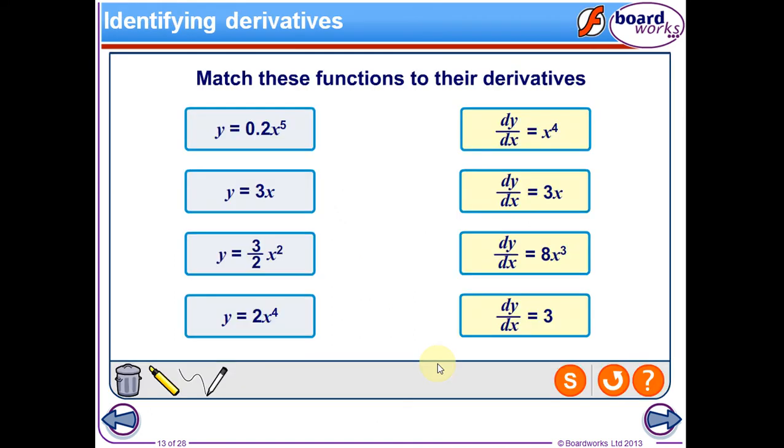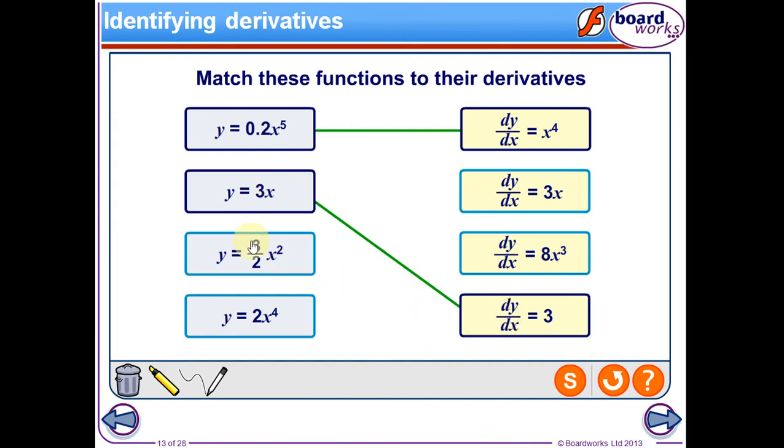Now this one says match the function to its derivative. With the power of 5, I bring 5 back, so that is 5 times 0.2. What is 5 times 0.2? That gives 1. Then you take away 1 from this power, so that is 4. So this gives this. Then for this one, the power is 1, and 1 times 3 is 3. So 1 minus 1 is 0. Any real number raised to power 0, apart from 0, is 1. So 3 times 1 is 3. So the answer of this one is this.